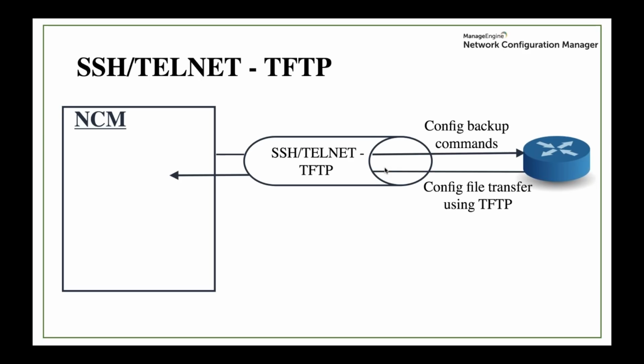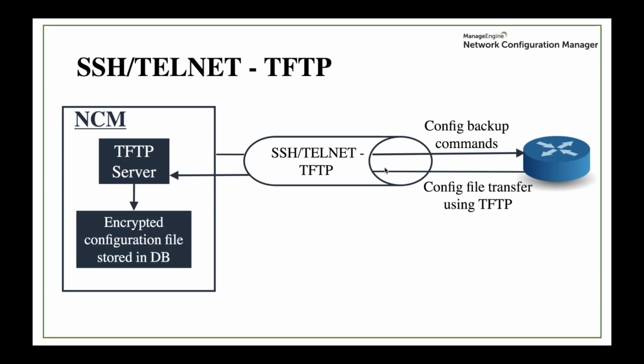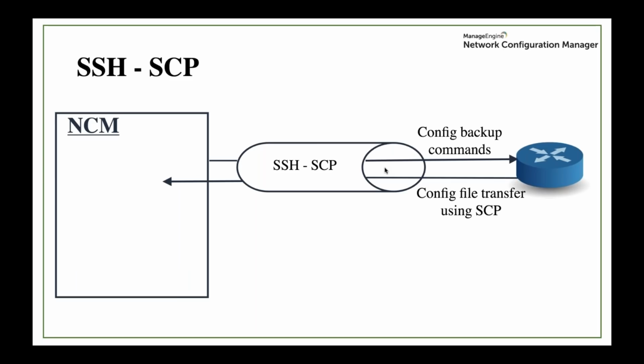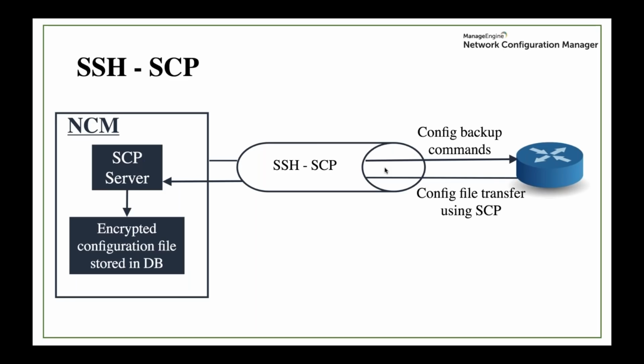Similarly, for SSH and TFTP protocol, the communication channel gets established over SSH or Telnet and the file transfer happens using TFTP. This file is received by the inbuilt TFTP server in NCM and the file is then encrypted in NCM's DB. The next protocol is SSH and SCP, where the communication channel is established over SSH and the file transfer happens over SCP, which is then received by the SCP server and encrypted and stored in the NCM's inbuilt database.